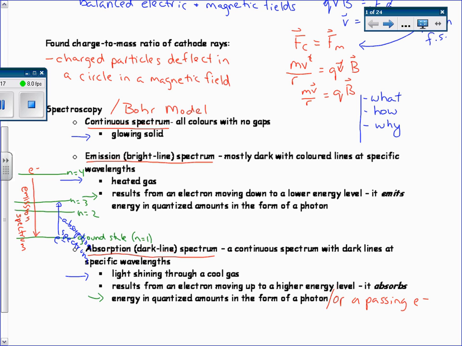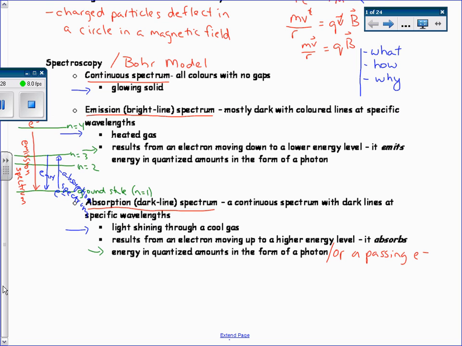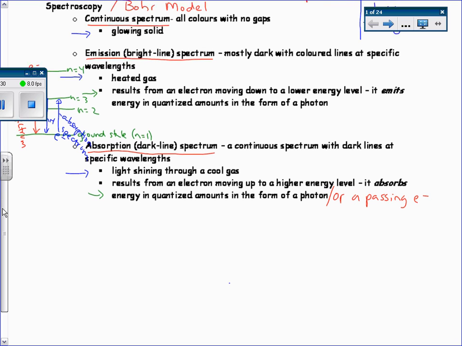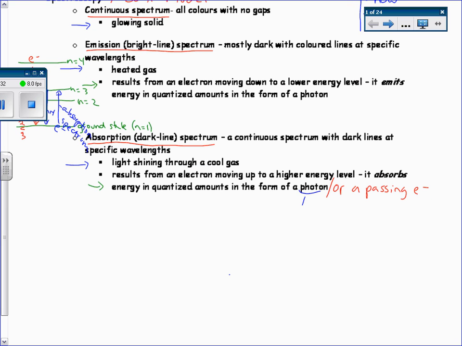As soon as it gets up to that level, it doesn't like being there. It wants to go back to where it lives in its ground state. So it will immediately drop back down and emit energy. So a couple things on here: if it absorbs energy from a photon, it has to be the exact amount.